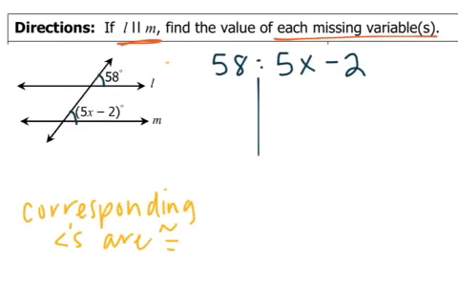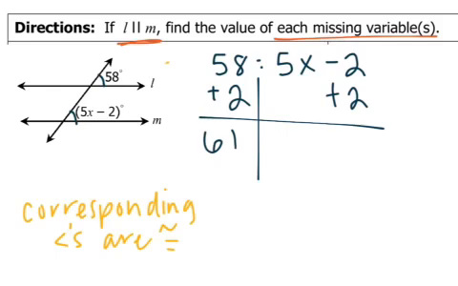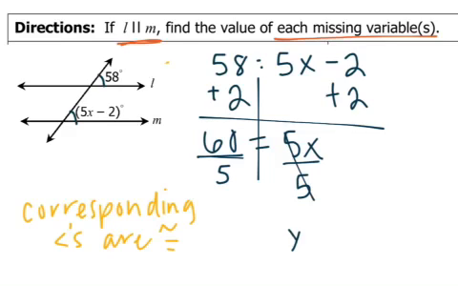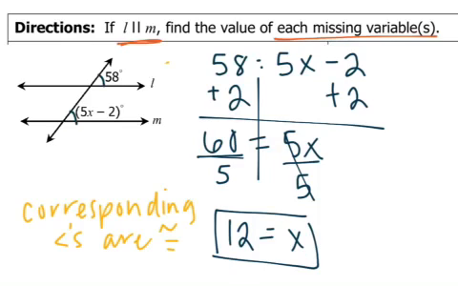So now we're just solving an equation. We're going to add 2: 60 equals 5x. Divide by 5 on both sides, x equals 12. And if we want to plug it back in and check, just plug in 12 there, and you get 5 times 12 minus 2. That's 60 minus 2, which is 58, and we want those to be congruent, so they're both 58.